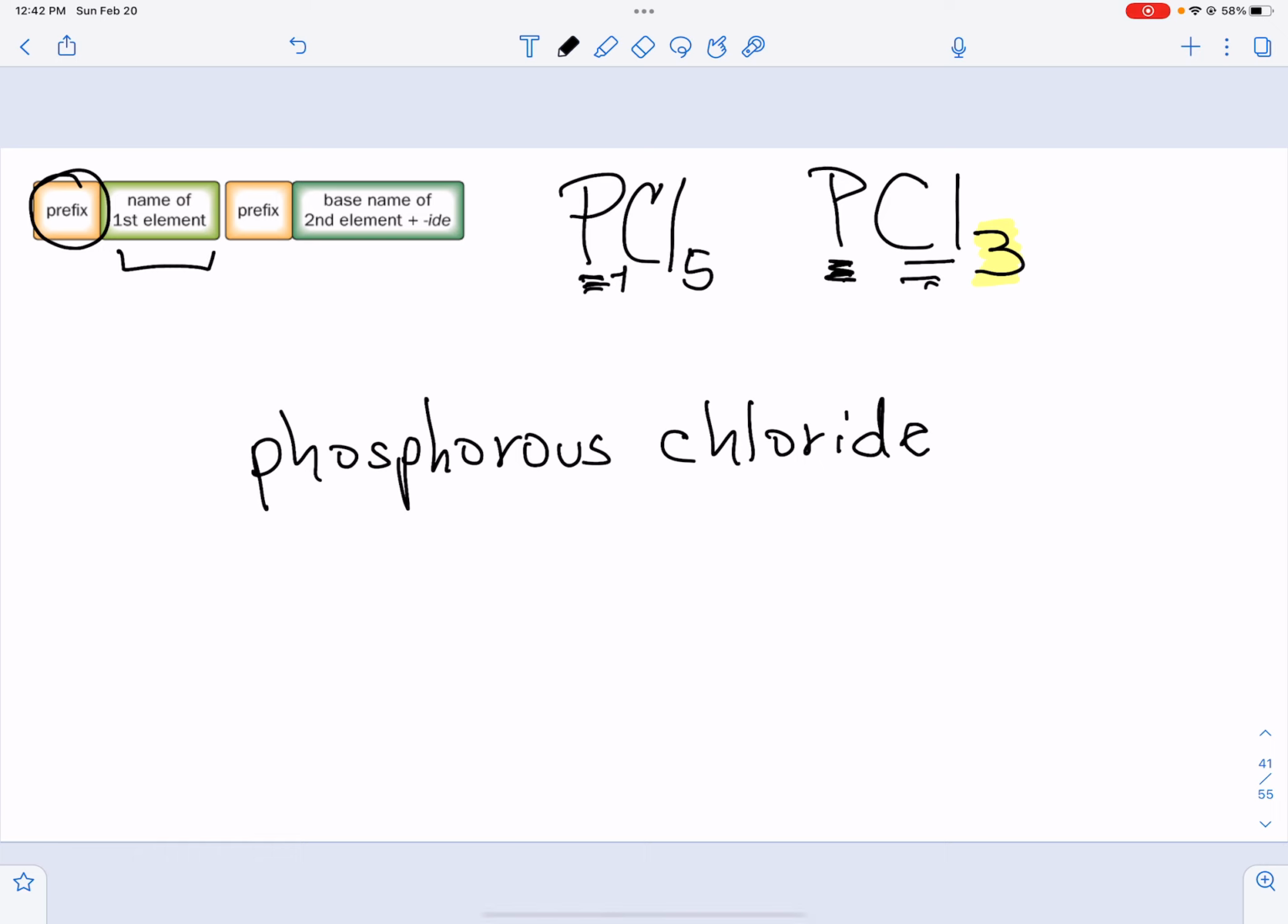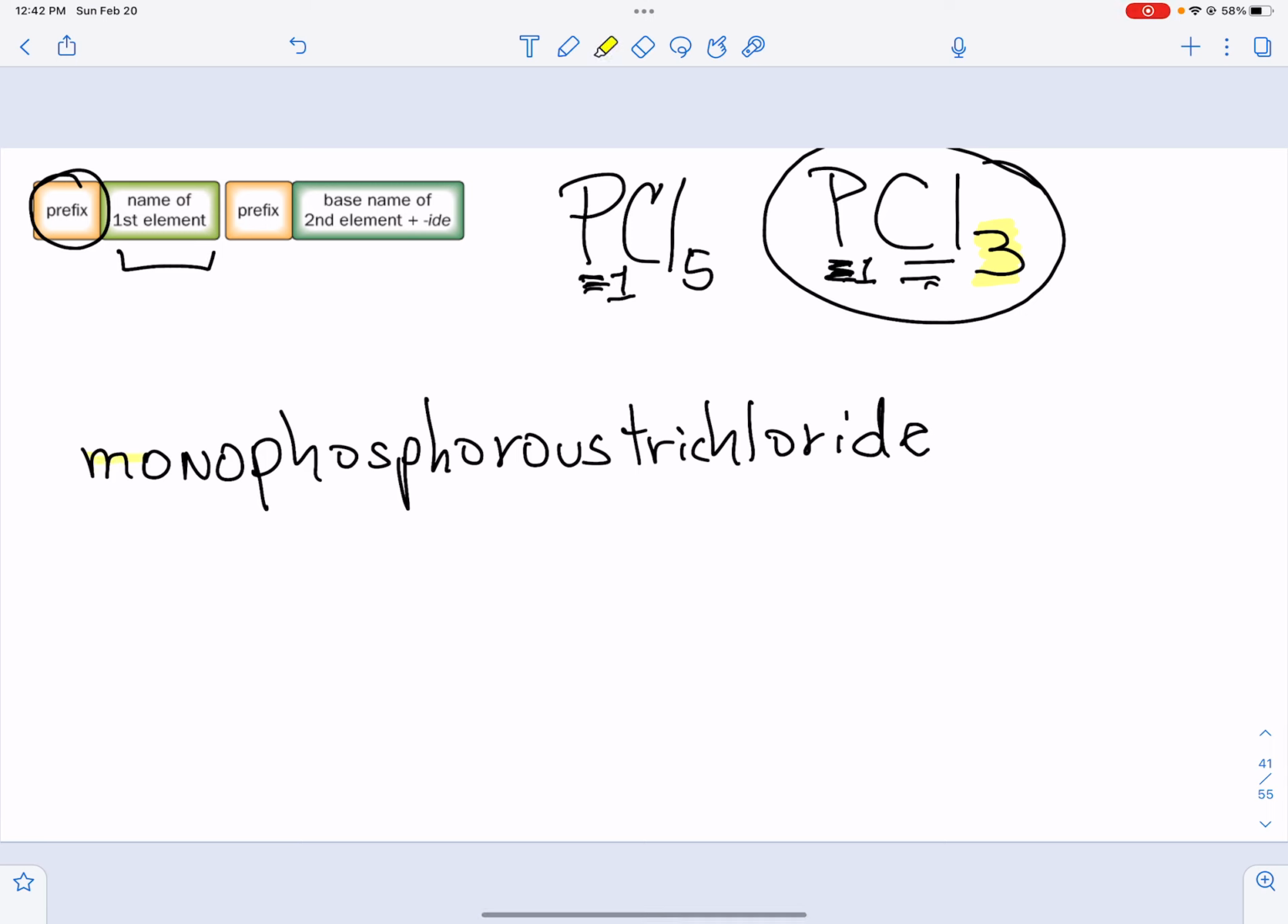For example, we know this means that there's one there and there's one there. So since we're doing this one first, that's going to be mono, phosphorus, trichloride. So mono for 1 and tri for 3. Which is probably a good time to introduce the prefixes.